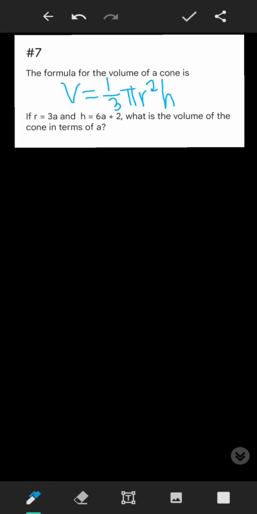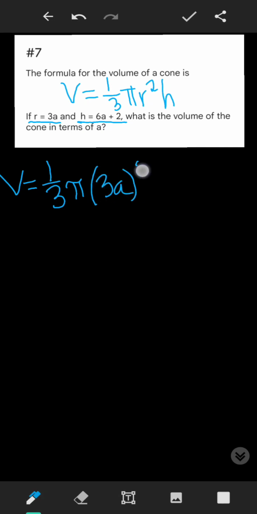The formula for the volume of a cone is V is equal to 1/3 pi r squared h. The information given to substitute in for r is going to be 3a, and it says h is equal to 6a plus 2. So I'm going to do exactly what this says. I'm going to fill in the information that they gave me. So 1/3 pi, r is now going to be 3a. Make sure you put your exponent, times 6a plus 2 because that's the information that's going to represent the h.